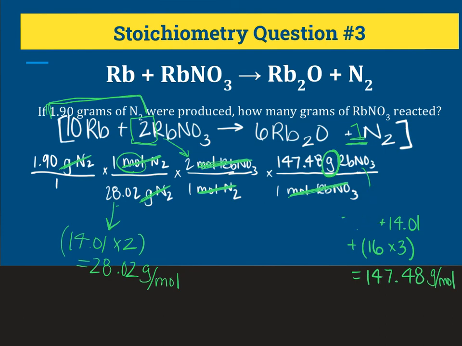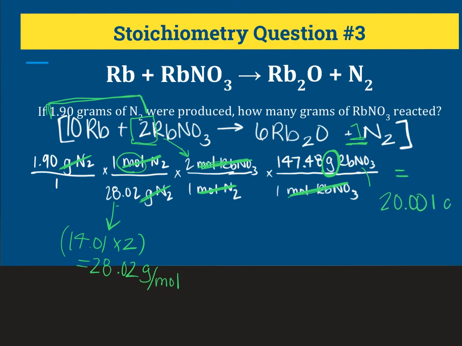I'm going to go ahead and erase all of this. We have a little bit more room. And when we plug this into our calculator, then our final answer is going to be 20.001 grams. We need to round to 3 significant figures, leaving us with 20.0 grams of RbNO3 reacted.